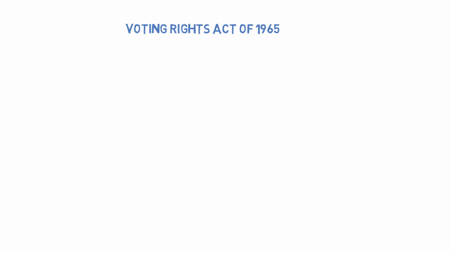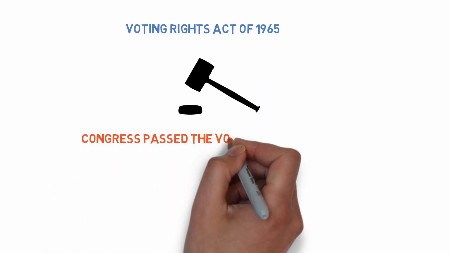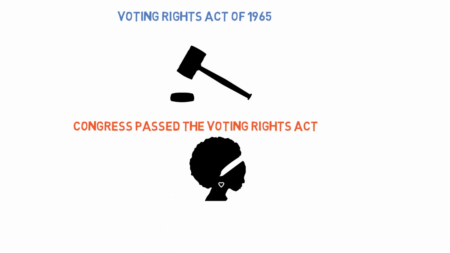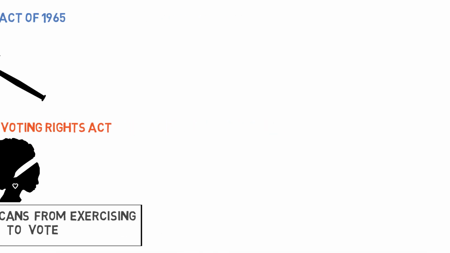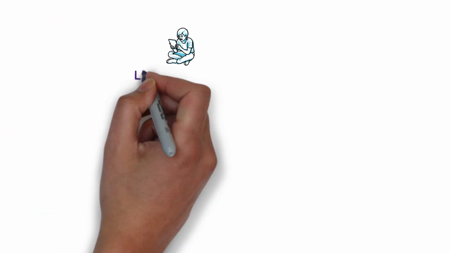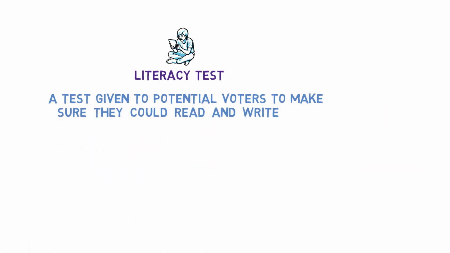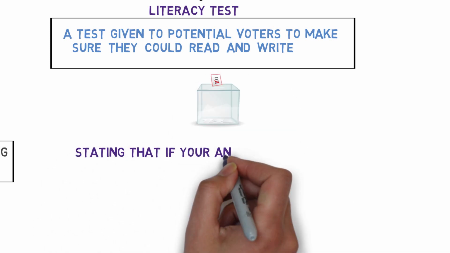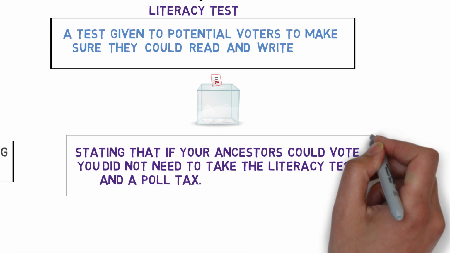Voting Rights Act of 1965. In 1965, Congress passed the Voting Rights Act, which aimed to overcome legal barriers at the state and local levels that prevented African Americans from exercising their right to vote, such as the literacy test, a test given to potential voters to make sure that they could read and write, the grandfather clause, stating that if your ancestors could vote, you did not need to take the literacy test, and a poll tax.